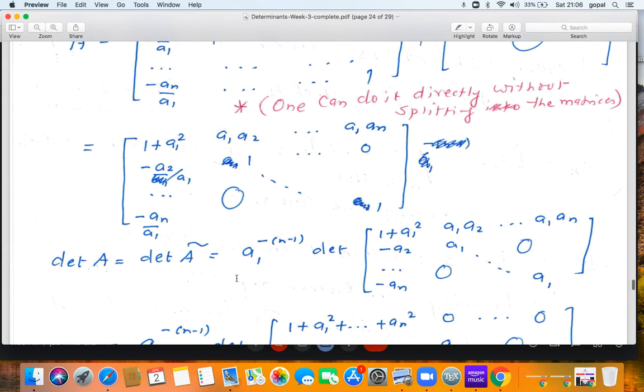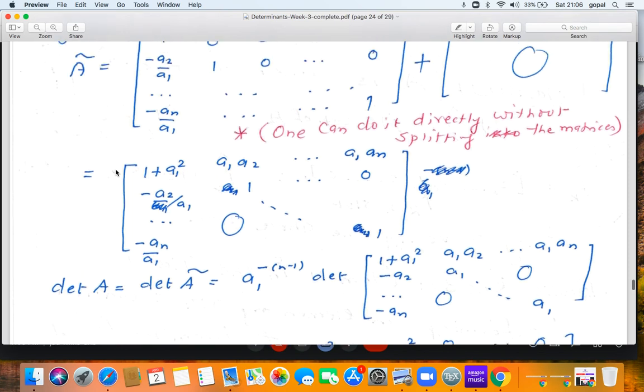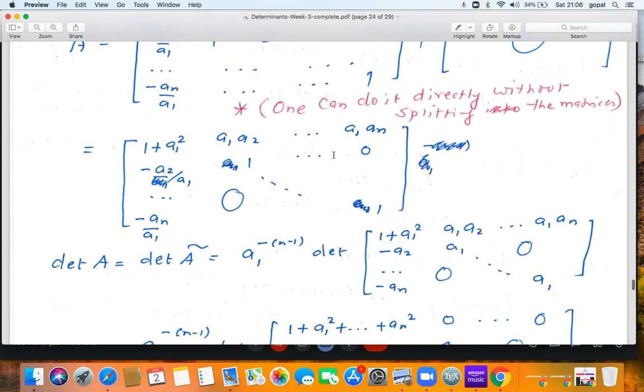So now what we have done is that I'm going to pull out this a1 from the second row, third row, etc. So I'm going to write this as 1 plus a1 squared, a1 a2, etc., a1 an. I'm going to write as minus a2, minus an, because I'm going to remove the 1 upon a1, and I'm going to put the a1 over here, a1 over here, etc. Remember that multiplying a given row by a number is equivalent to multiplying the whole determinant by that number.